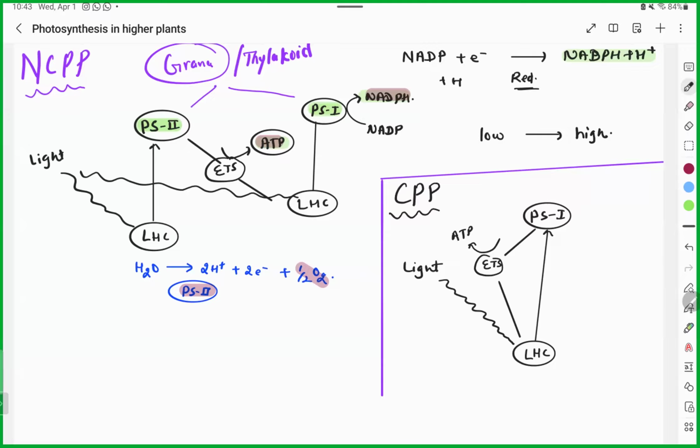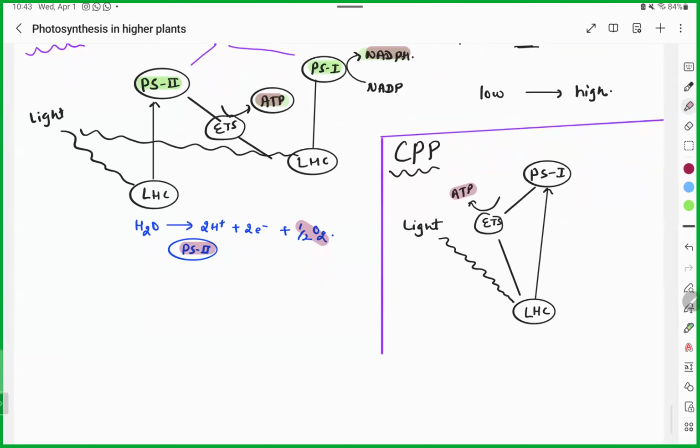As you can see, a continuous cycle is formed. In cyclic, what happened? Only ATP is produced, only photosystem one is involved, correct? No water splitting, and this whole process occurs in the stroma lamella, not in the thylakoid or grana. Stroma lamella, correct? No NADPH is found in this case, and no water splitting happens.